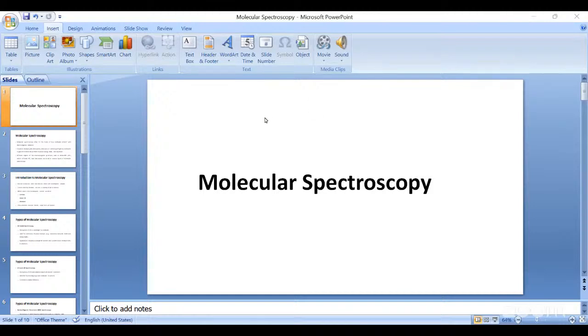Molecular spectroscopy is nothing but a study of how molecules interact with the electromagnetic radiation. So the interaction of the molecules with electromagnetic radiation, how is it going to happen?